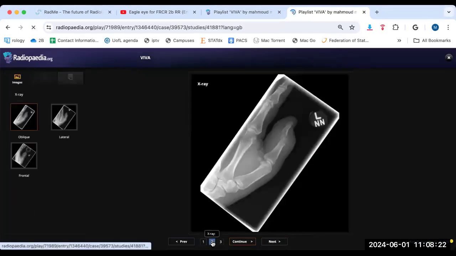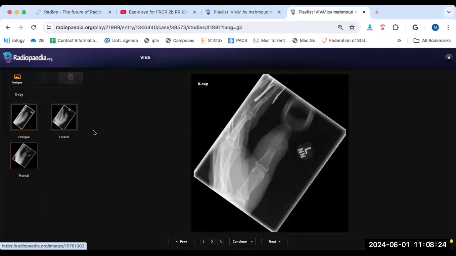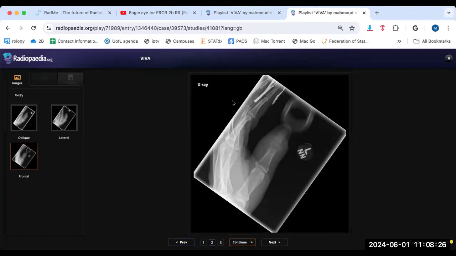This patient has thumb pain. Okay. Yes. So this is a lateral view, and this one is frontal. Frontal radiograph of the thumb.